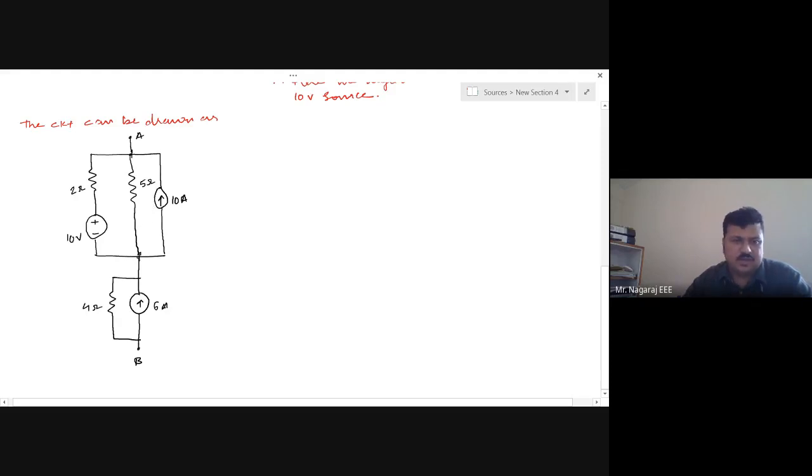And here I can convert 6 ampere 4 ohm. And one more thing. Now, if I convert 10 volt and 2 ohms into a current source, then I will be having two current sources in parallel, which I can very easily simplify and take the equivalent. Then I get two current sources in series.